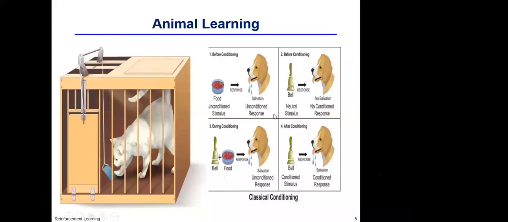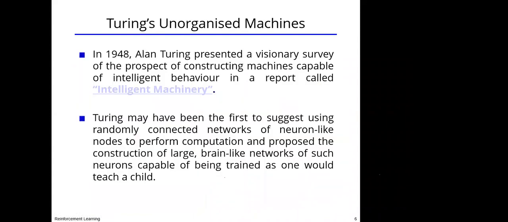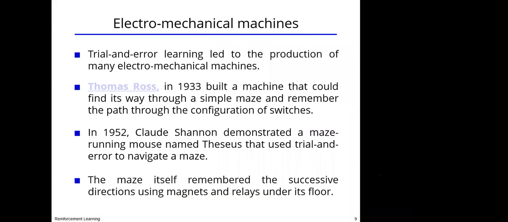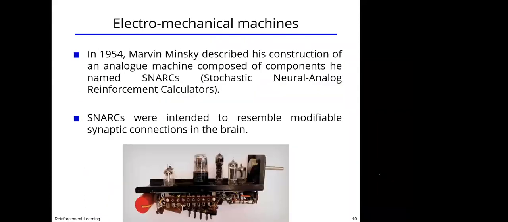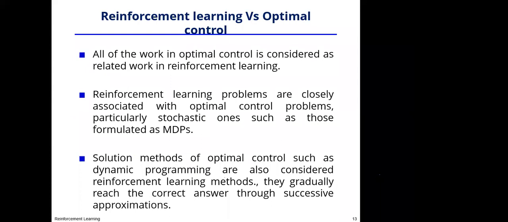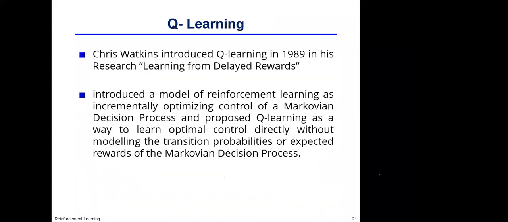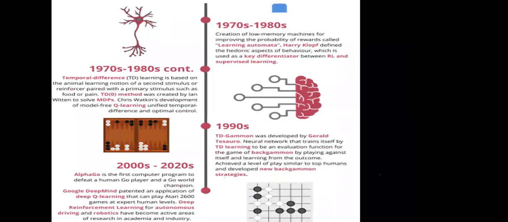These are animal learning examples. We have already discussed the dog training example. So these are two examples in the category of animal learning. Then the Turing examples: you have already discussed the Turing machine. Electromechanical examples, and trial and error. This electromechanical example deals with neural analog reinforcement. We are not discussing these too much, but there are automata, neurons, temporal difference, and Q learning, which we have already discussed. That is the history from which all of this is derived.